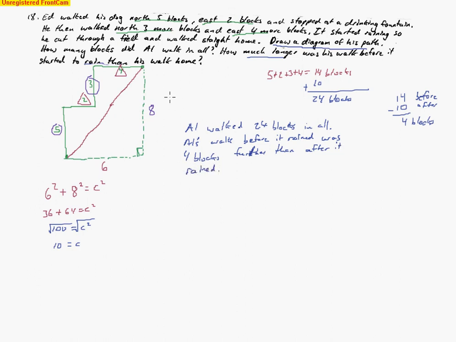So let's see if we've answered all the questions. First, we drew a picture. How many blocks did Al walk in all? We said 24 blocks in all. And then they asked how much longer was his walk before it started to rain than his walk home. And so it was 4 blocks further than after it rained, or when he walked home. So those are the types of questions that you're going to see on the test. Good luck.